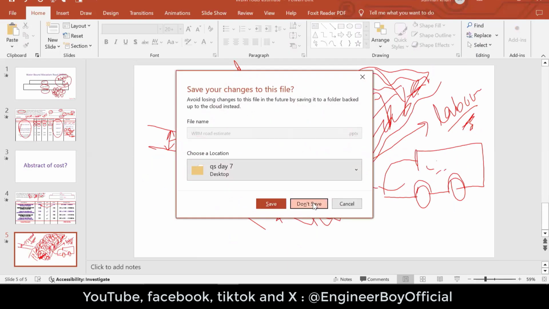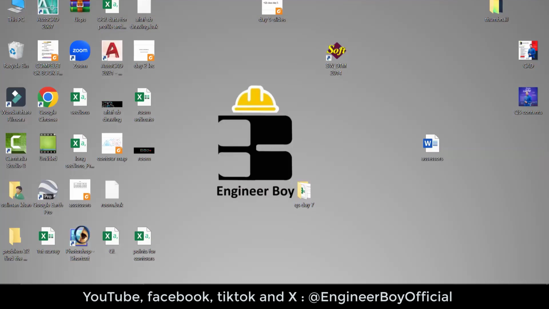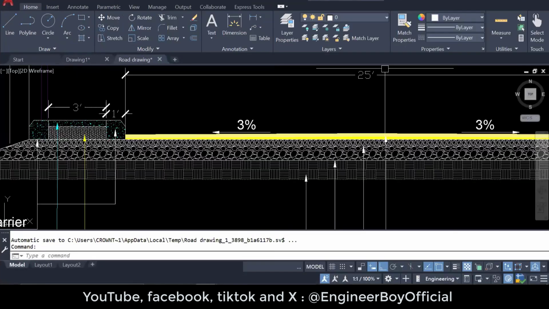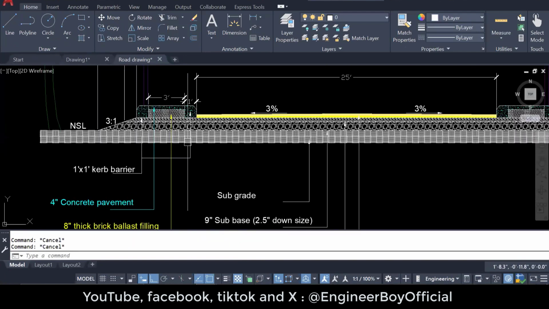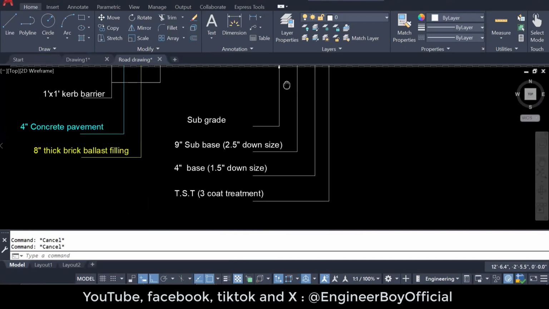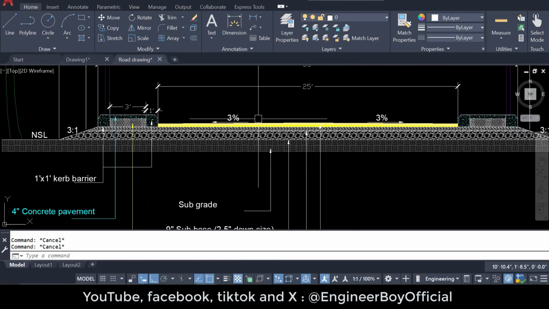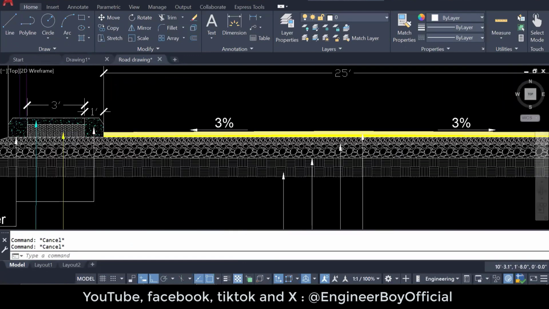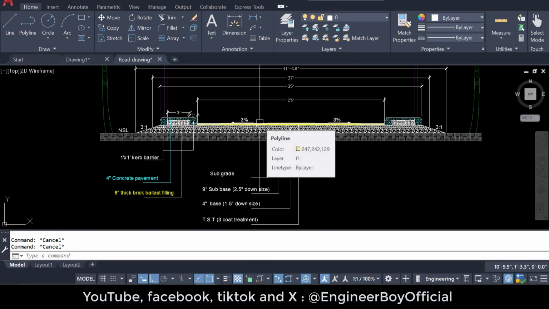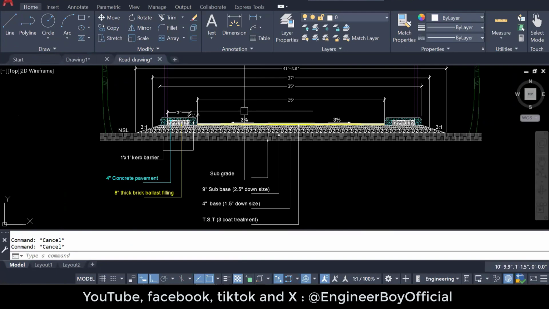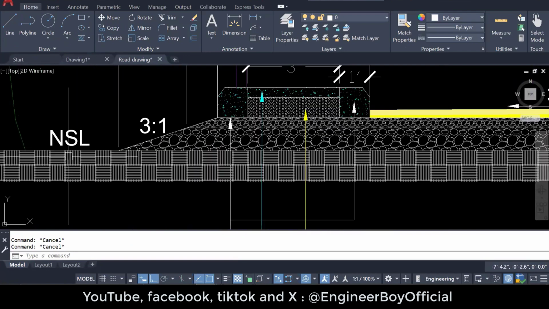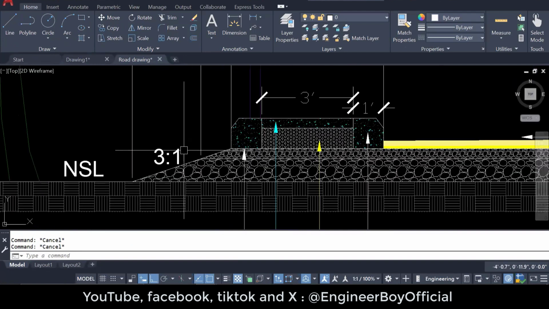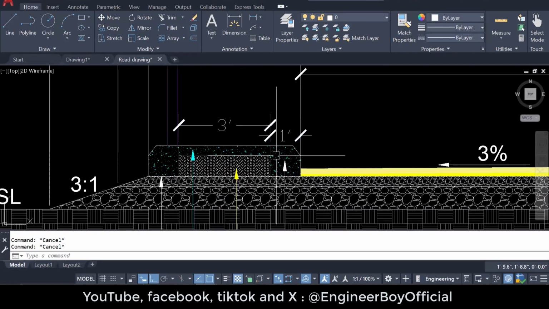Now I have AutoCAD open, so have a look at this section. This is a simple section in which we have the subgrade, then the sub base, base, and then the topping or surfacing, which is just TST, triple surface treatment. And you can see we have NSL, which is this level, and a side slope, which is 3:1. And there is actually a footpath and then a curbstone.